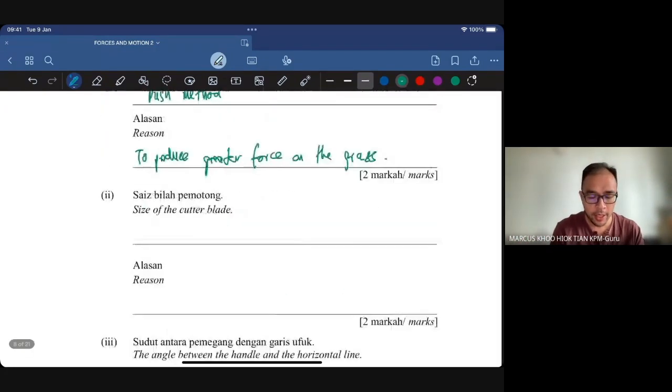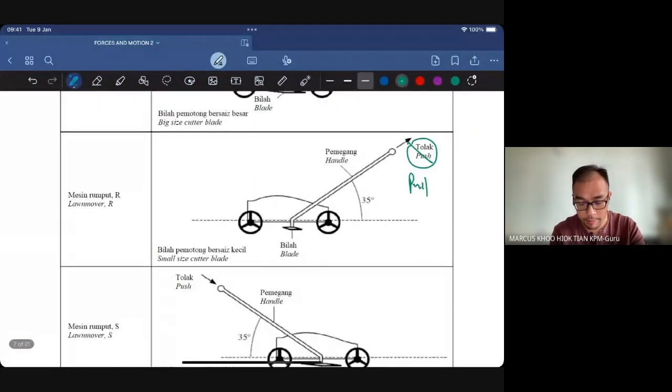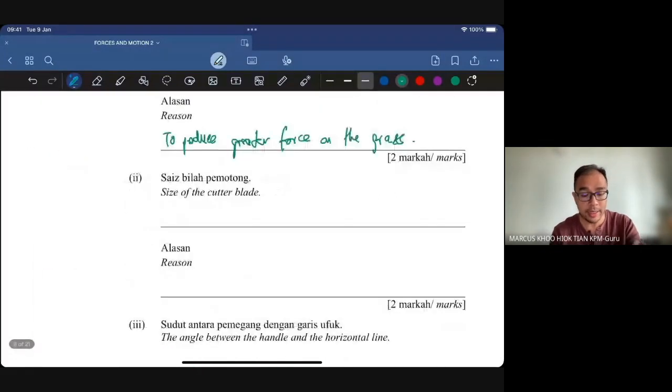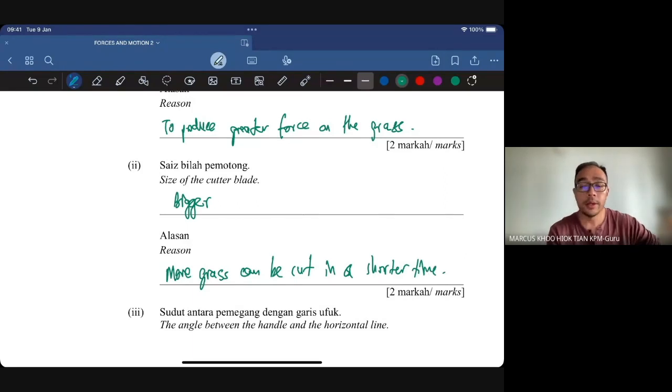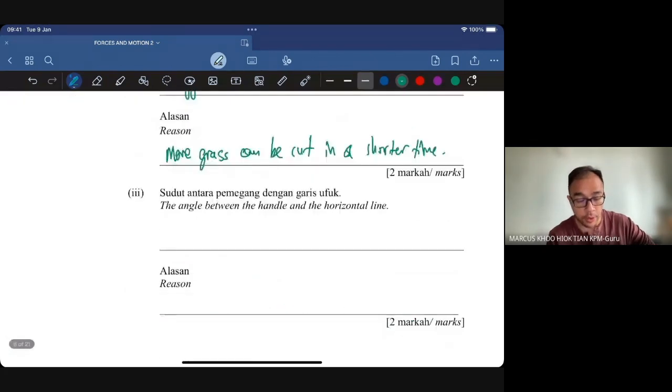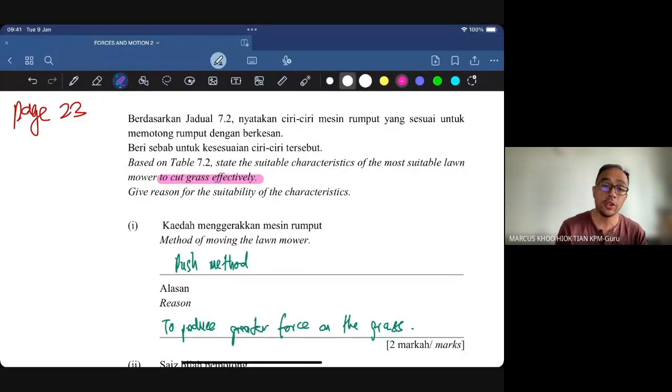What's the point? The size of the cutter blade, you have two choices: small size or big size. Obviously you want big size. Bigger size of the cutter blade, and the reason for this is more grass can be cut in a shorter time. You don't have to waste time cutting the grass. What you don't want to answer is this one: to cut the grass effectively. So you don't want to have that as your answer.